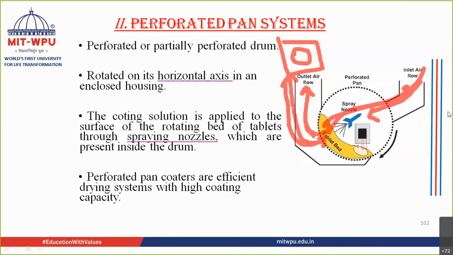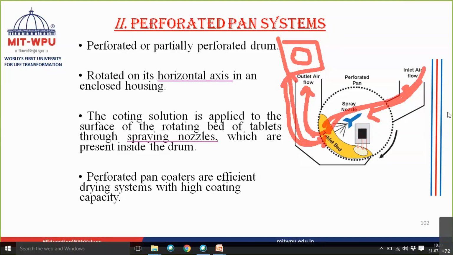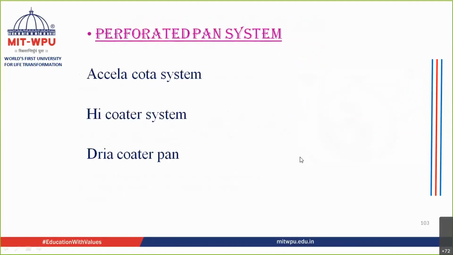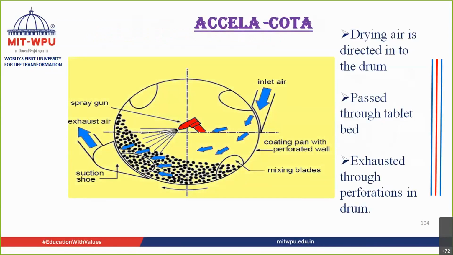Okay, now let us see the different equipment that is there. The three kinds of systems that are there are known as the Accela Cota system, the Hi-Coater system, and the Driacoater system. So there are three types of systems. Let us see the first type of system, that is the Accela Cota system.